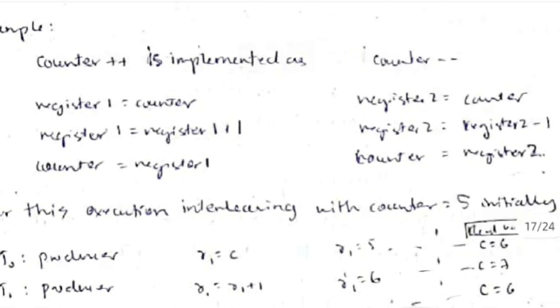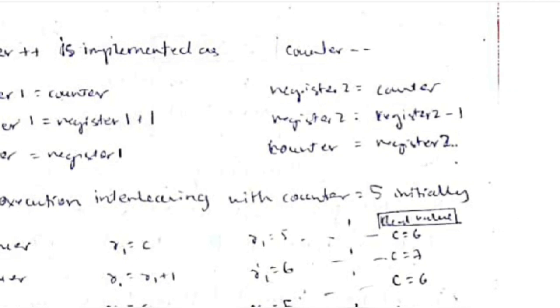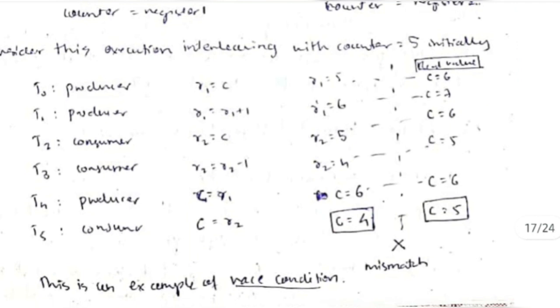Similar is the case for counter minus minus. In counter minus minus, the value will be stored in register 2 and it will be decremented, and that decremented value will be copied back to counter. Since it's a 3-step process, but the producer and the consumer have just 1-step execution, that time the problem can happen. Observe carefully what happens here.